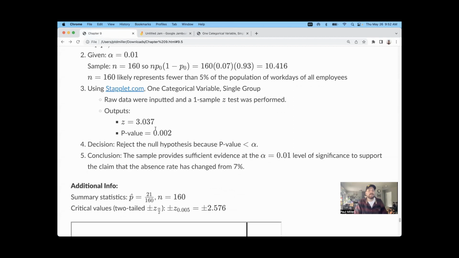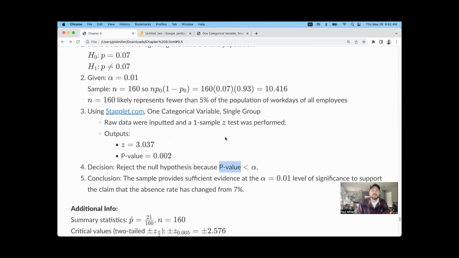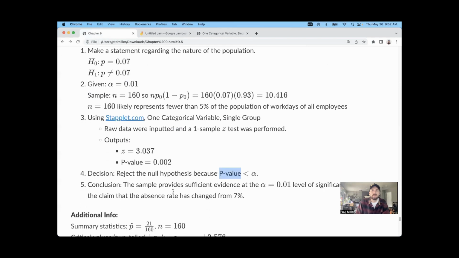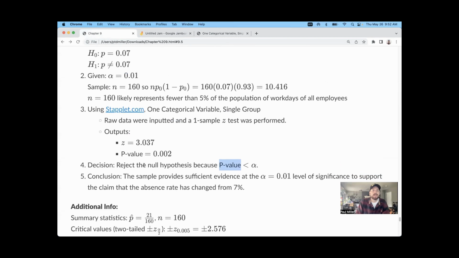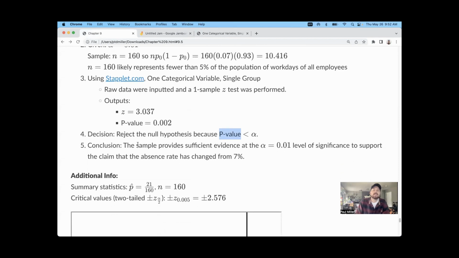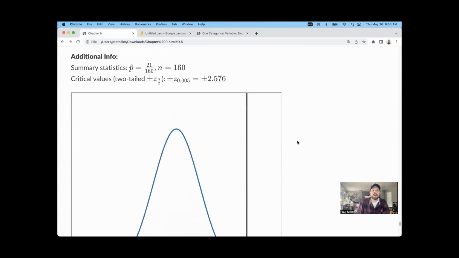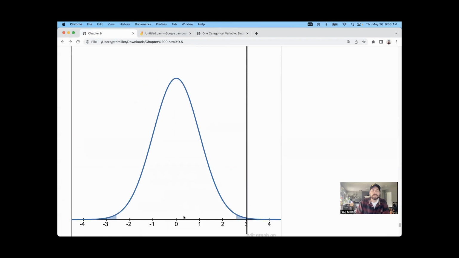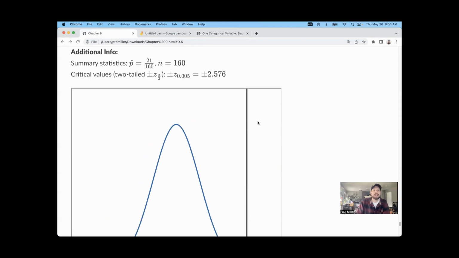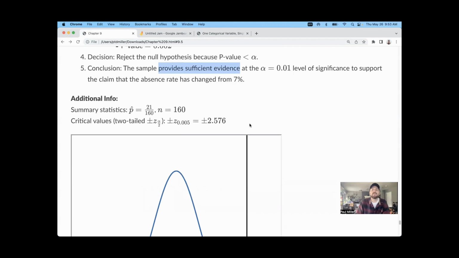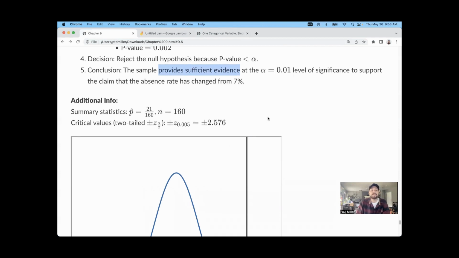To wrap it up, we look at the p-value. That's less than the alpha, which was 0.01. That gives us reason to reject the null hypothesis. Rejecting the null hypothesis is equivalent to sufficient evidence. I like that term, beyond reasonable doubt. What's reasonable doubt? It's the distance from 0 to the edge of the shaded region, and we are literally beyond that number. In a courtroom, that would be enough evidence to convict. That's what we've got here.